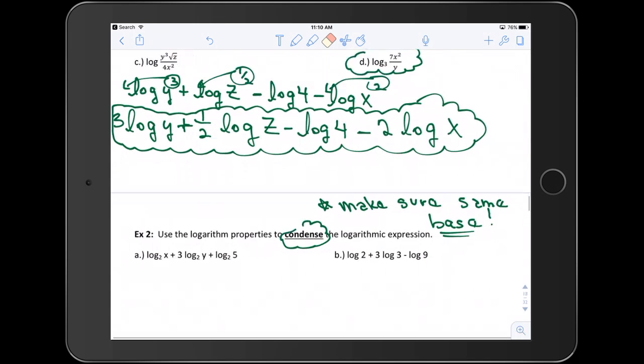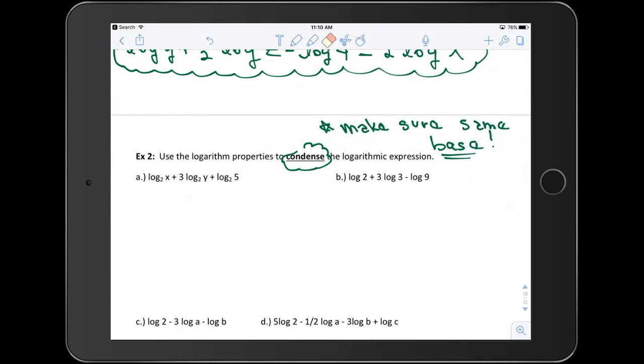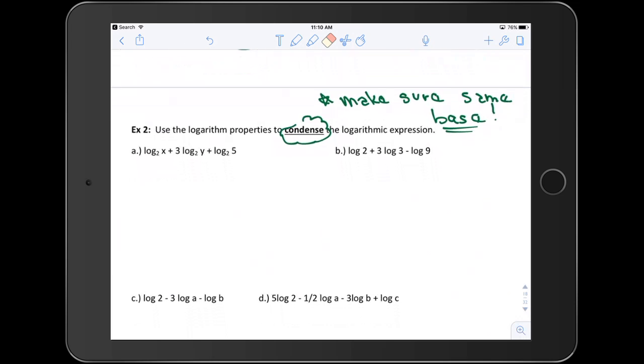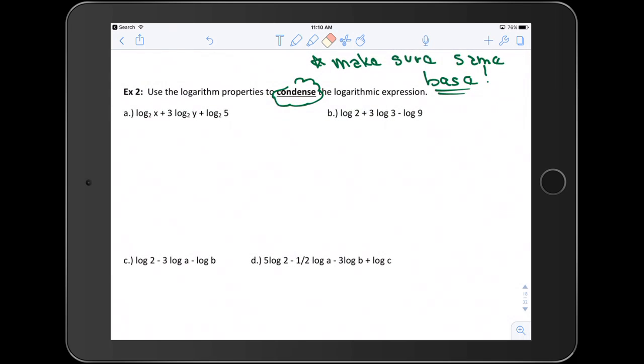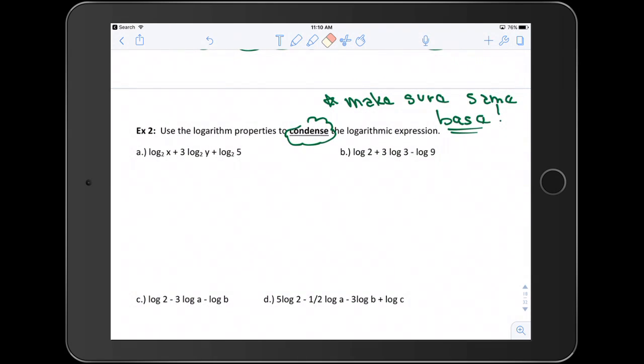Okay, so just for the sake of doing it, I'm going to double check that we have the same bases. So notice letter A, we have base 2 all the way across, so that's good. Letter B, we have no bases shown, so we know it's base 10. Letter C, again no bases, so we know it's base 10. And then letter D, again no bases, so we know it's base 10. So we're all good here. We can use our properties to combine these. Will there be an example eventually where you don't have the same base? Yeah, of course. And so that's why I just wanted to throw it in there.